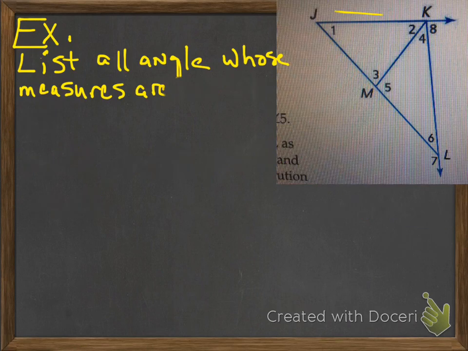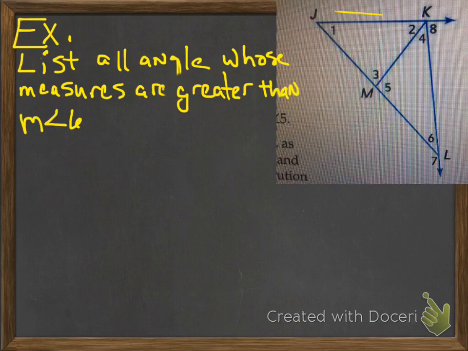Okay, let's change this up a bit, and now let's go greater than angle 6. Notice angle 6 is inside the triangle. So to know for sure that there's something greater, it has to be an exterior angle, because that's all I've got here. Angle 7 is right next to it, so I can't really assume that.